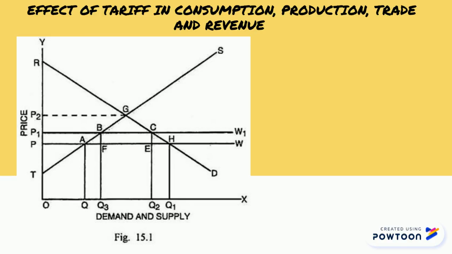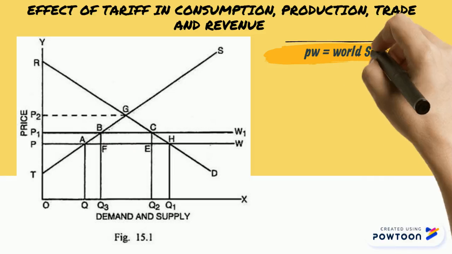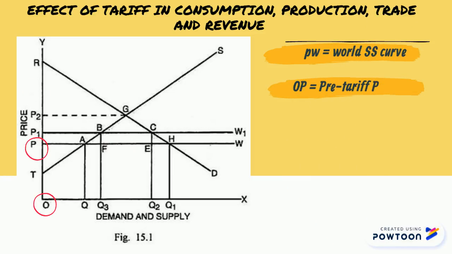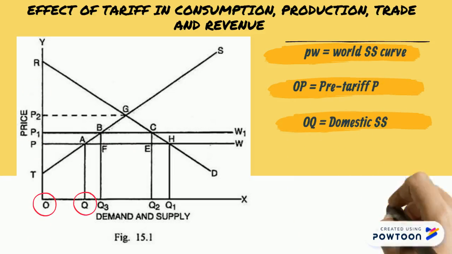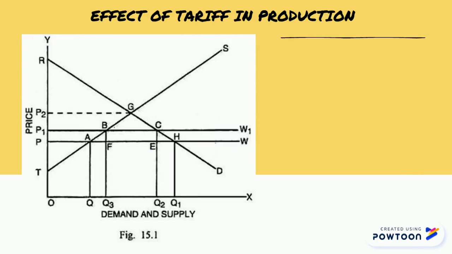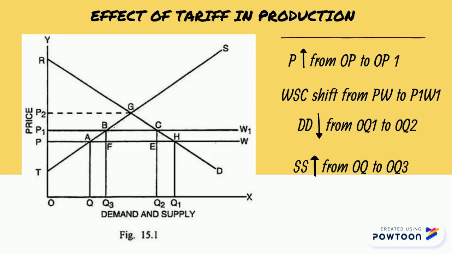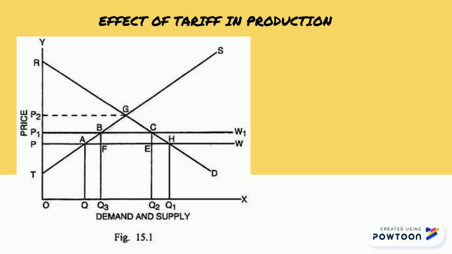Based on the graph, demand and supply are measured along the horizontal scale and price along the vertical scale. Originally, PW is the world supply curve and the pre-tariff price is OP. At the price of OP, the domestic supply is OQ and demand is OQ1. When the tariff is imposed, the price will increase from OP to OP1 and the world supply curve will shift from PW to P1W1. At this higher price level, which is P1, the demand will reduce from OQ1 to OQ2 and the supply will increase from OQ to OQ3.